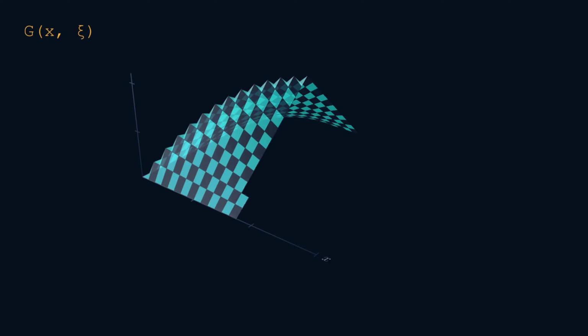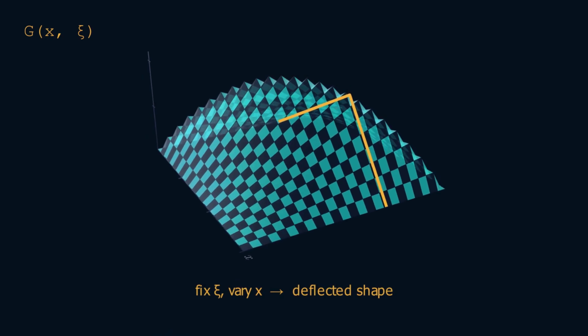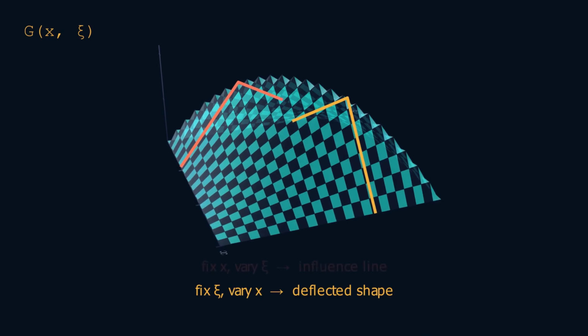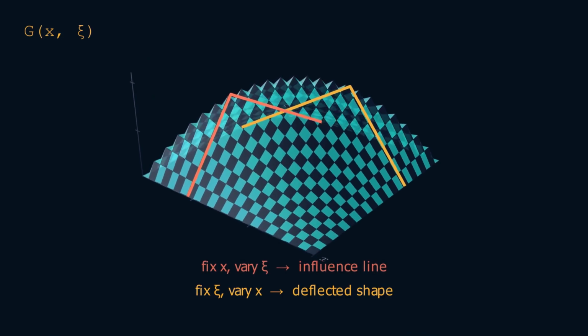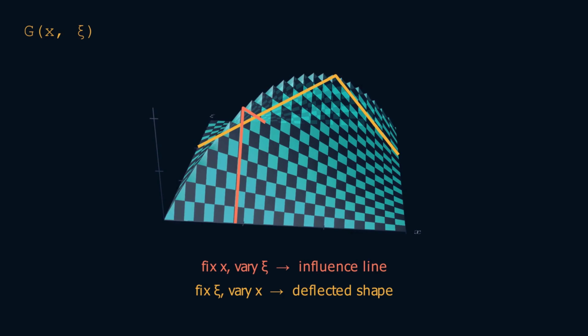One more relabeling, and this one is worth the whole video if you do structures. G is a function of two variables, so it's a surface. We have been slicing it one way. Fix the load position, look at the shape. That's the deflected profile. Slice it the other way. Fix the point you're measuring, and vary where the load sits. What you get is a plot of response at one location as a function of load position. That is an influence line.